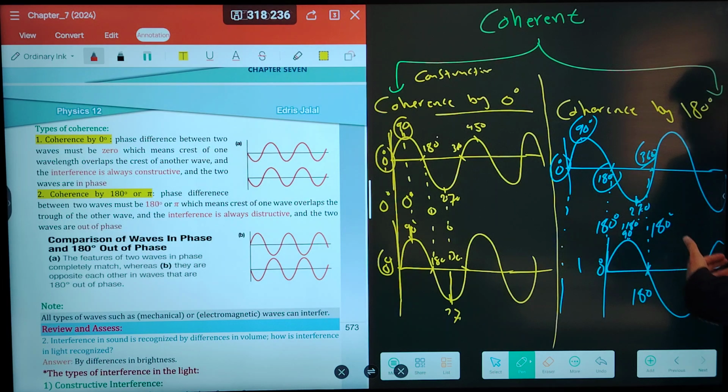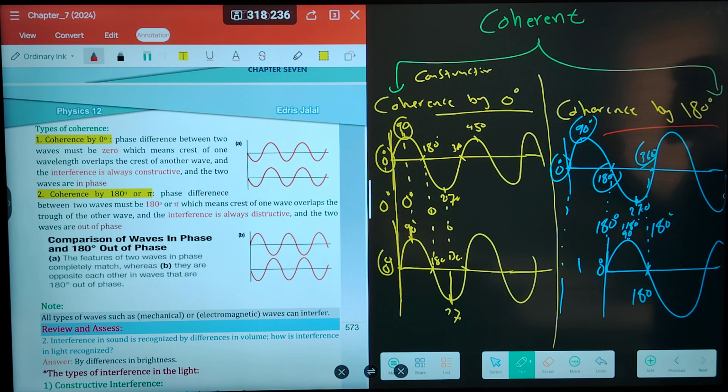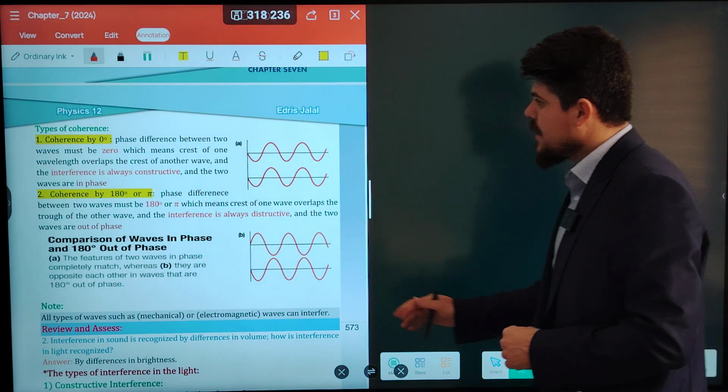Okay, so can we say the interference takes place between these two waves? Absolutely yes. Why? Because the two waves have the same wavelength, single color, and they are coherent by 180 degrees. But this type of coherence is destructive interference. Crest with trough, trough with crest, it becomes what? Destructive interference. Okay?